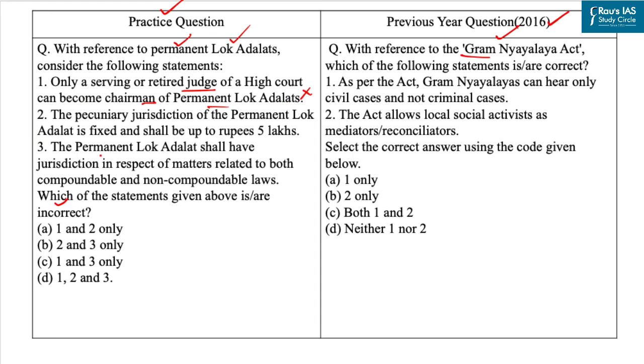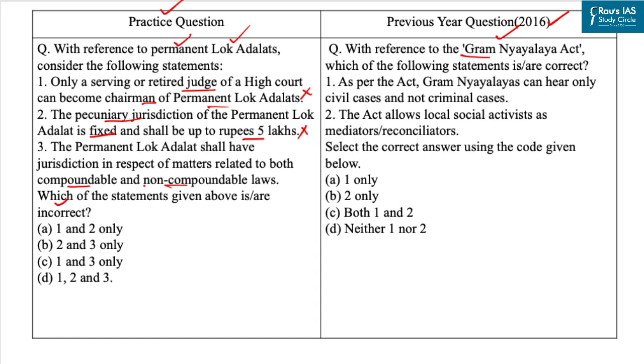Now let's come to the second statement. The pecuniary jurisdiction of the permanent Lok Adalat is fixed and shall be up to rupees 5 lakh. Now this statement is incorrect because pecuniary jurisdiction of the permanent Lok Adalat shall be up to rupees 10 lakh. However, the central government may increase the said pecuniary jurisdiction from time to time. Now let's come to the third statement. The permanent Lok Adalat shall have jurisdiction in respect of matters related to both compoundable and non-compoundable laws.